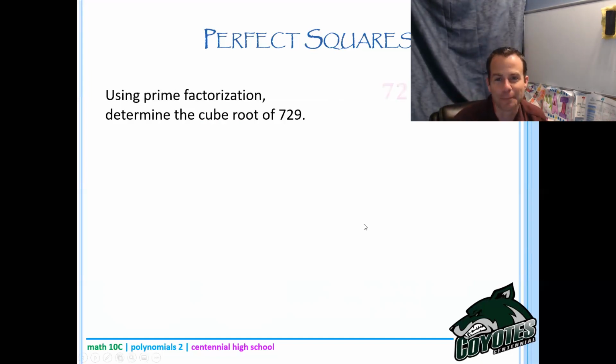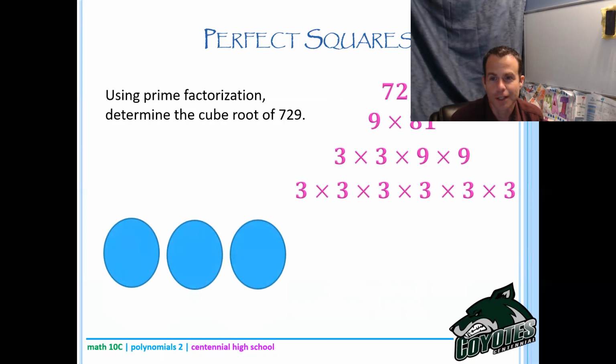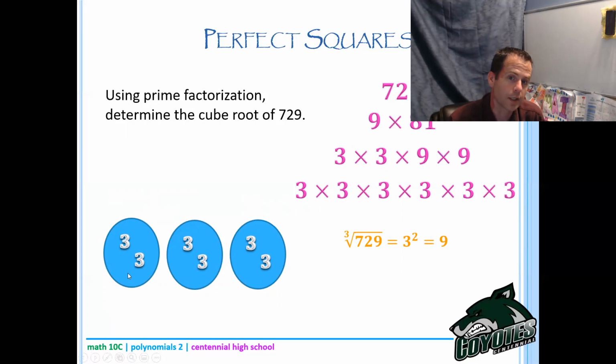Good to have you back. Okay, you better be pausing me and trying this because you're never ever gonna learn if you just watch me do it. Okay, so here we go. I got down to 6 3s. I gotta put that into 3 equal groups, so I have 2 3s in each group, which means the cube root of 729 has to be 3 squared, because this would be 3 squared times 3 squared times 3 squared, and 3 squared is 9.